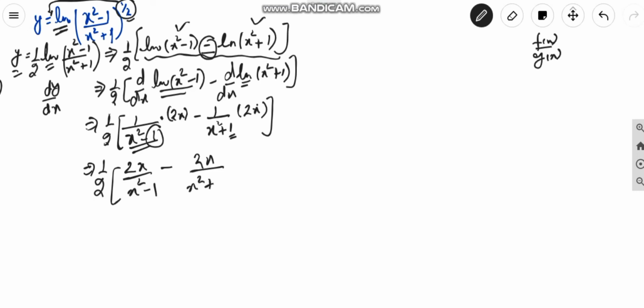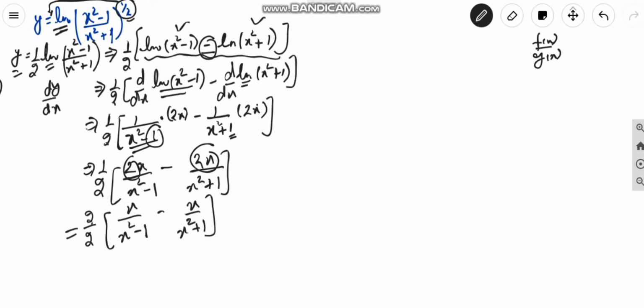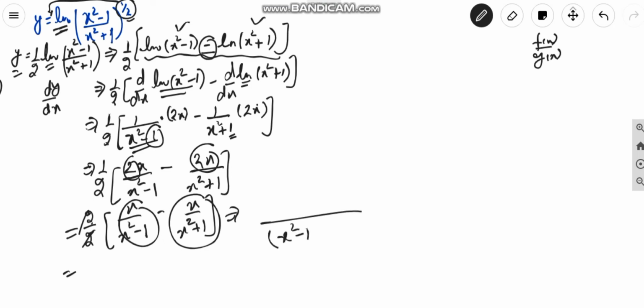You can write it as: 2x is common in these two terms, so we can take it common. Take 2 common from these two terms, and here it becomes x by x square minus 1 minus x by x square plus 1. Now 2 cancels with 2, and as these are two rational terms, you can solve it simply: in the denominator we put x square minus 1 and x square plus 1.